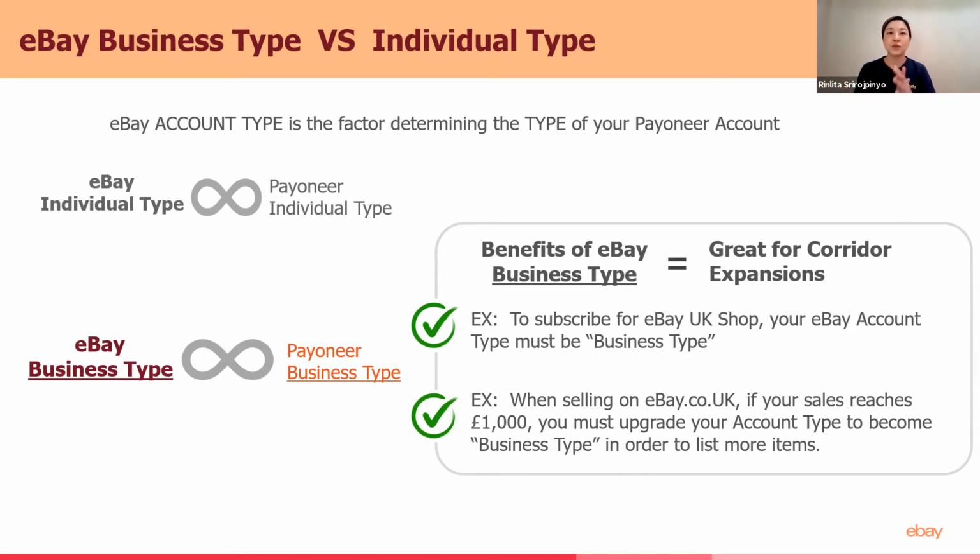Now, I would like to highlight a little bit about the Payoneer business type. Payoneer business type can actually be opened with a lot of types of businesses and entities. For example, if you are a one-person business owner, which is called sole proprietorship, you can also register for Payoneer business with a sole proprietorship registration document. So I hope that it is not too difficult for you to consider being a business type on eBay and open the business Payoneer account for it.